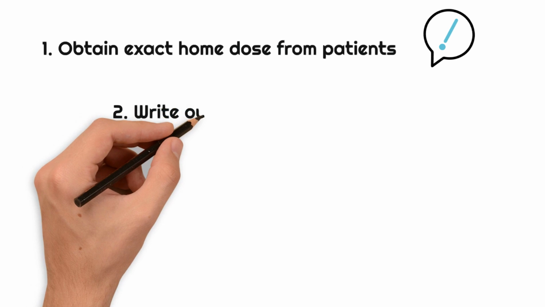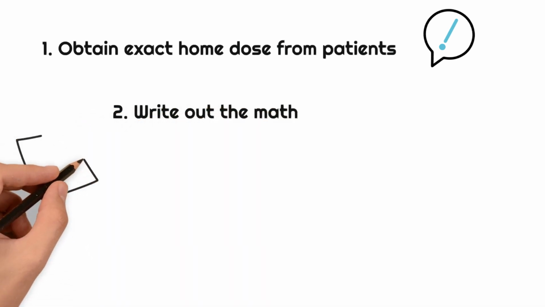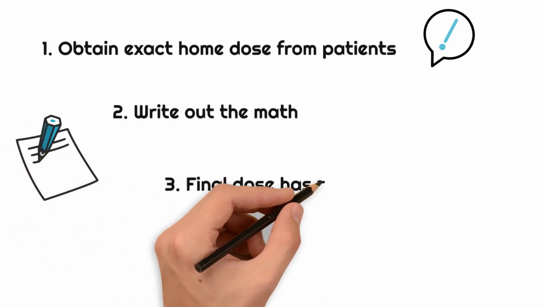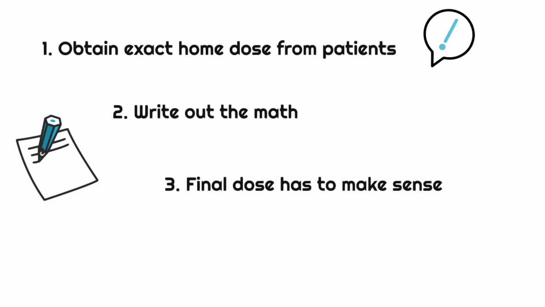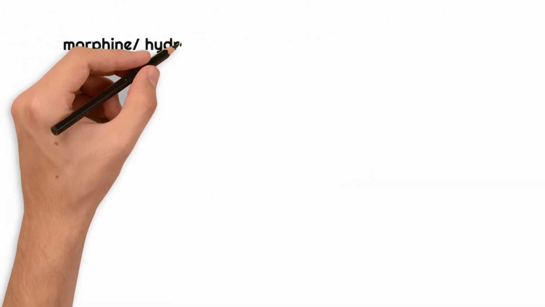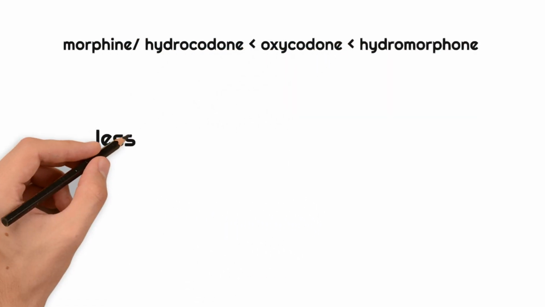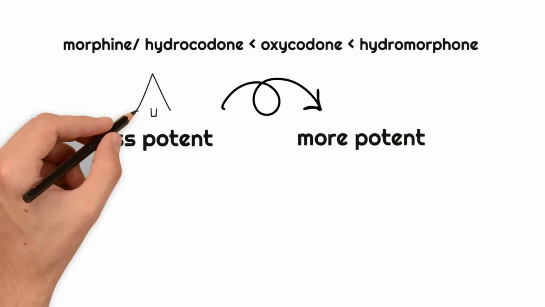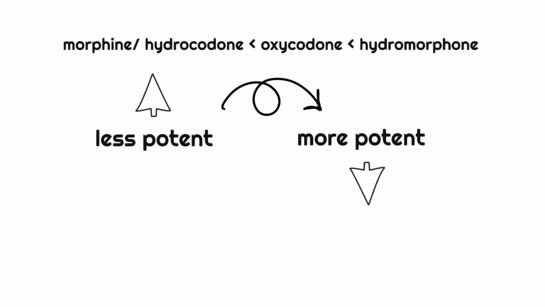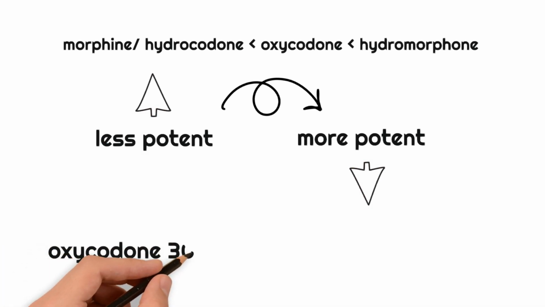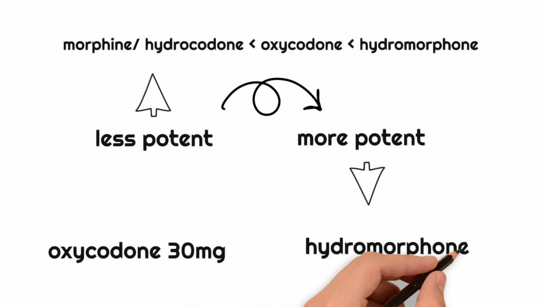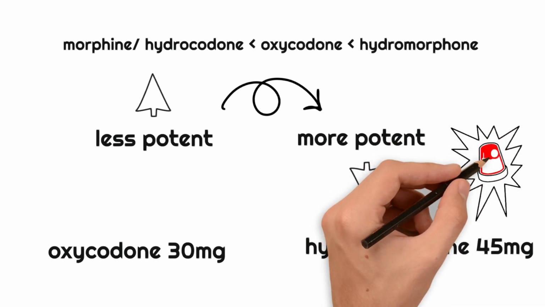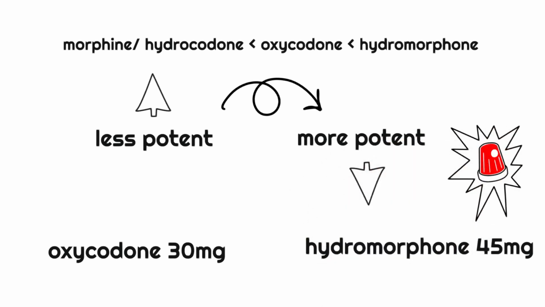Second, write out the math. This is especially helpful if you're a visual person like myself, and it also keeps things more organized. Third, the final dose has to make clinical and numeric sense. In general, the potency of commonly used opioids is as follows. When we convert from a less potent opioid to a more potent one, we should expect the number of the more potent opioid to be numerically less compared to the less potent one. Let's say you're converting from oxycodone 30 mg, which is less potent compared to hydromorphone. If your resultant number is higher, you know something is not right and you should go back and check what went wrong in the steps.